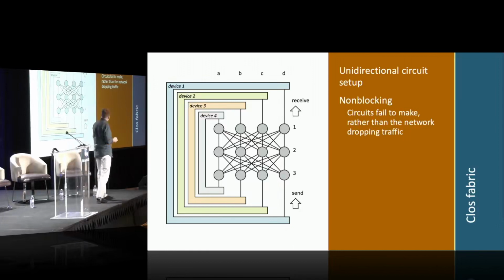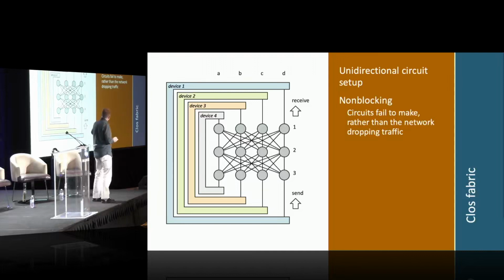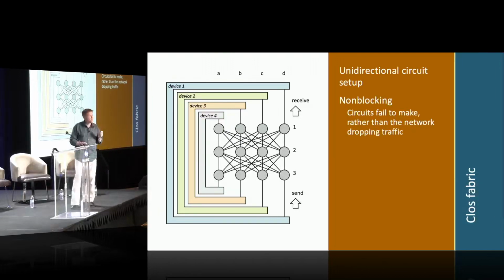I have logical send and logical receive on each one of these devices, and I actually do setup. I do a make across the fabric, and then I actually get the make, and once the make is made, then I can actually run traffic in both directions. So this is a unidirectional setup. It's non-blocking, which has a very specific meaning. It's non-blocking because if the circuit is busy, I fail at the edge of the network.